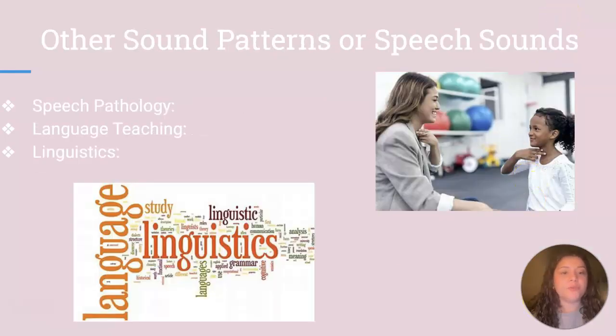Phonetics is crucial for various fields, including speech pathology, which diagnoses and treats speech disorders; language teaching, which helps learners produce accurate sounds in a language, as well as the meanings of those sounds; and linguistics, understanding any sound made in a language.